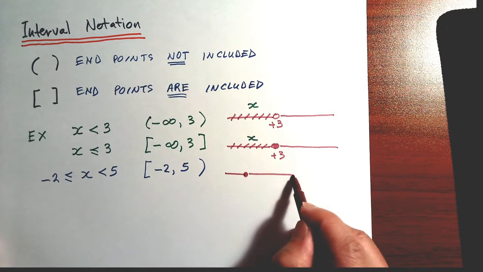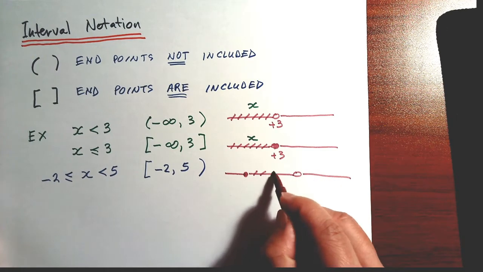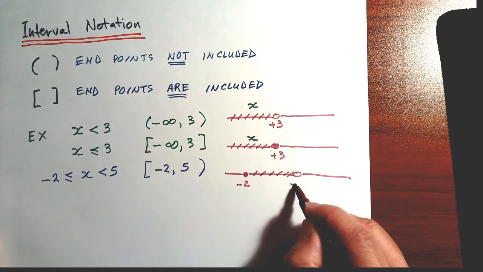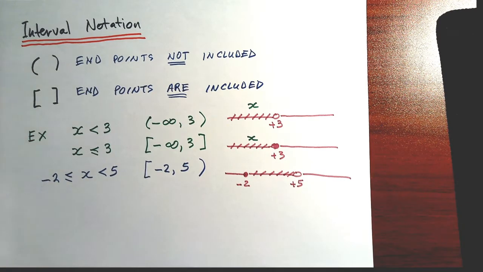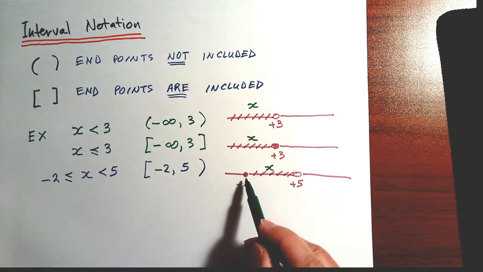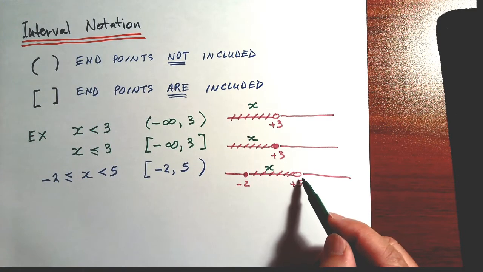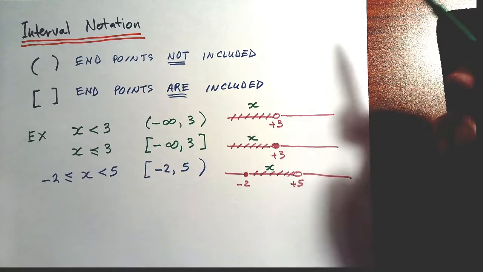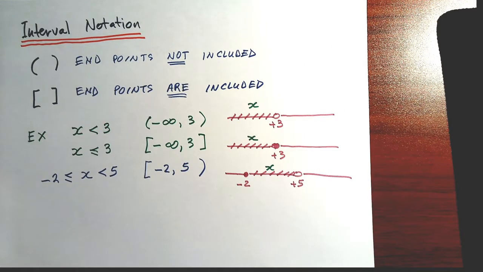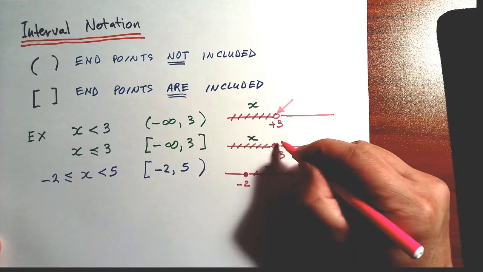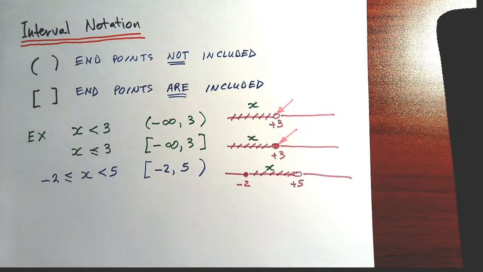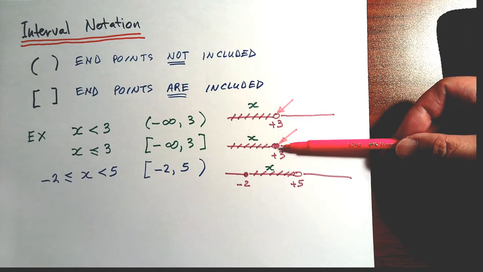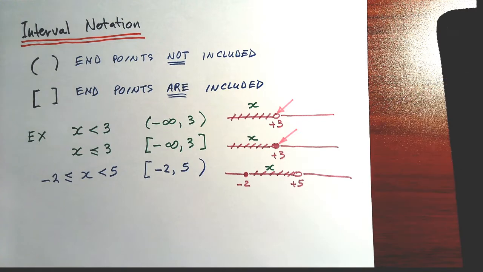The number line would look like this, and this is x, and this is -2, and this is +5, and x is included in the -2 and excluded from the +5. This is also a notation in itself, where if it's a rounded circle, it's excluded, and where it's a fill-in circle, it's included.